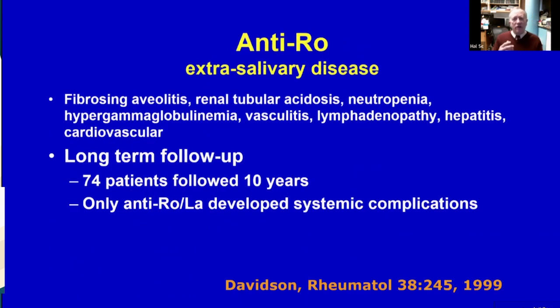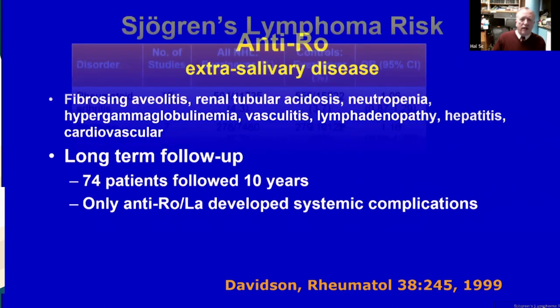And so there are these extra-salivary manifestations that go along with the presence of anti-Ro, and there you see a number of them listed. We're all familiar with those, perhaps. In long-term follow-up of 74 patients in the United Kingdom some years ago now, 10-year follow-up though, really only the anti-Ro, anti-La positive patients developed systemic complications. So it is strongly related to having the antibodies.